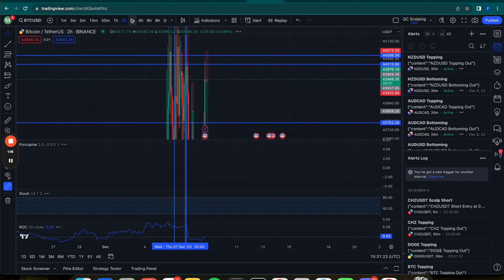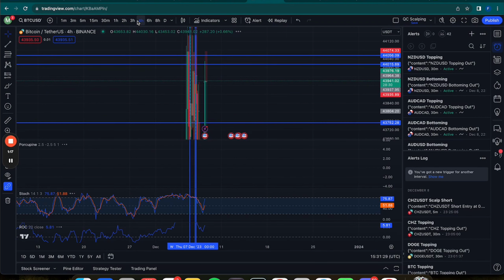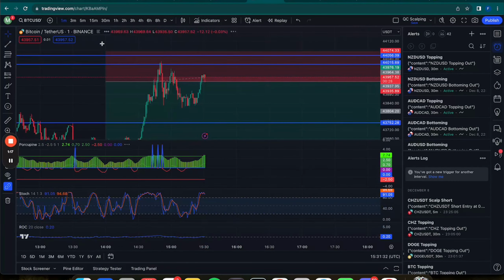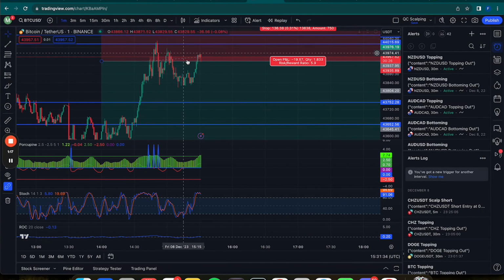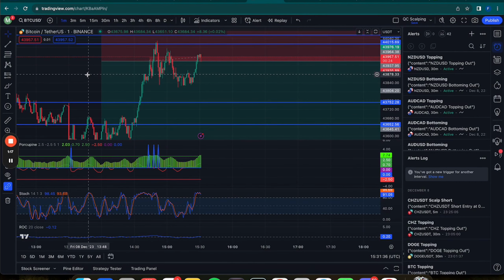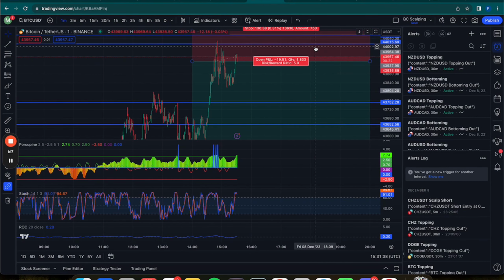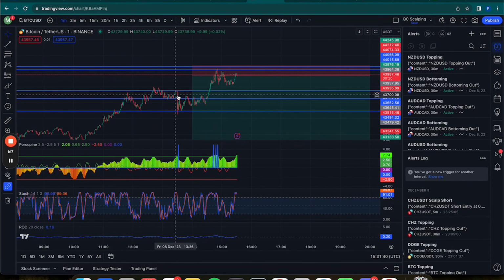30, 1 hour, 2 hour, 3 hour, all topped out. So yeah, could see some downside here. So add-ins here.